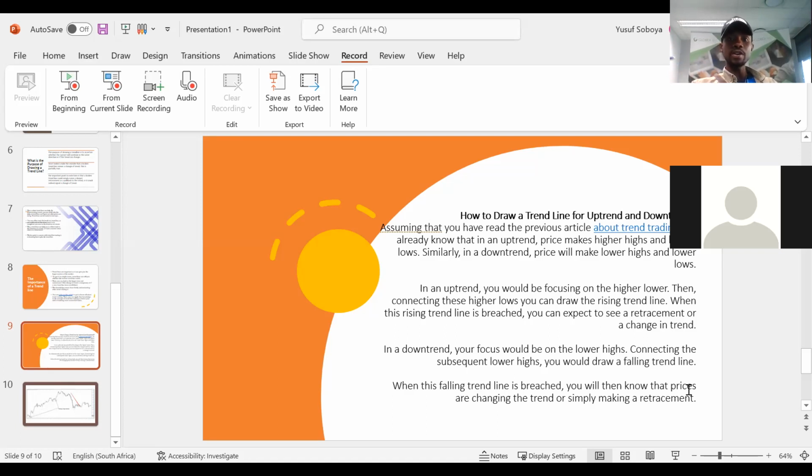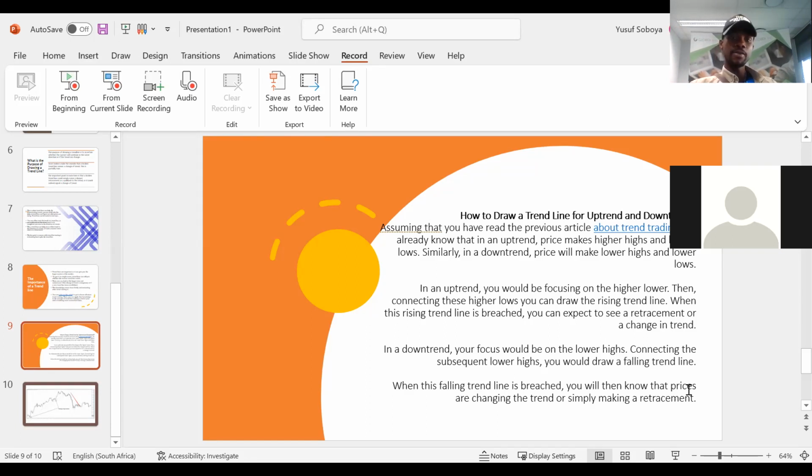To those that have been tuning in on this Zoom, we talked in previous weeks about the higher highs and the lower lows. If you request it, we can always come back with that presentation and repeat it again. In an uptrend, you would be focused on the higher lows, connecting these higher lows, you can draw the rising trend line. When the rising trend line is breached, you can expect to see a retracement or a change in trend.